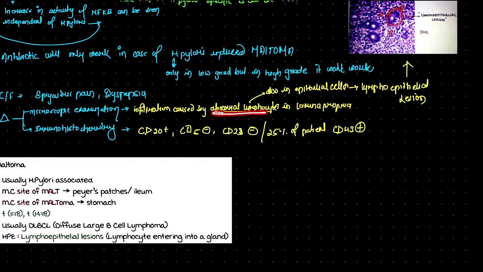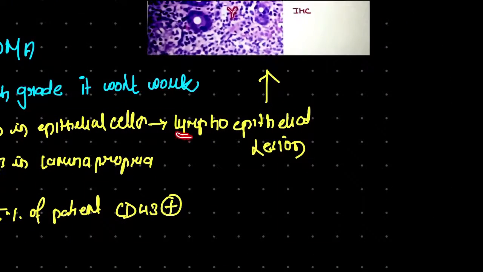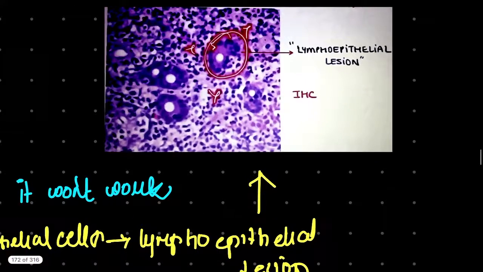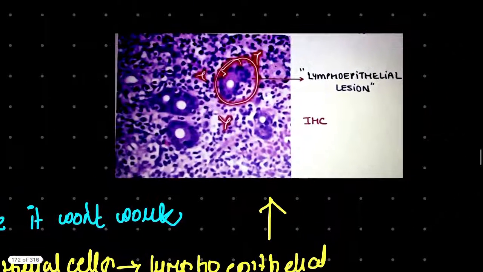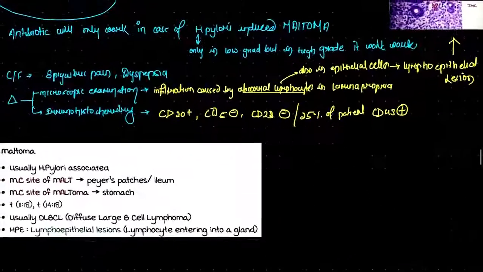And this infiltration by abnormal lymphocytes will also be seen in epithelial cells, and that is what we call lymphoepithelial lesion, right? As you can see, these are lymphocytes right here. These lymphocytes are infiltrating, and they are also infiltrating our epithelial cells, as you can see right here, and that is what we call lymphoepithelial lesion, right? This was about the microscopic finding.